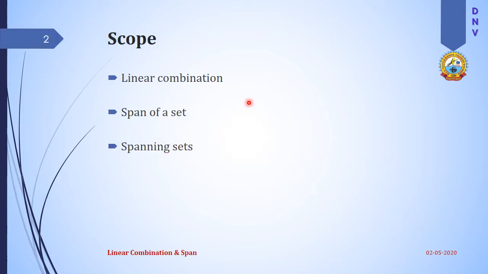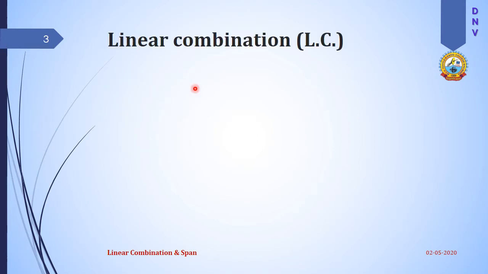The scope of this bite is the linear combination, span of a set, and spanning sets. So these are the three major contents of today's discussion. What is linear combination? The word itself says it is linear, and combination means it is a group of some vectors associated with some constants which are not all zero. So let us see how the linear combination is defined.